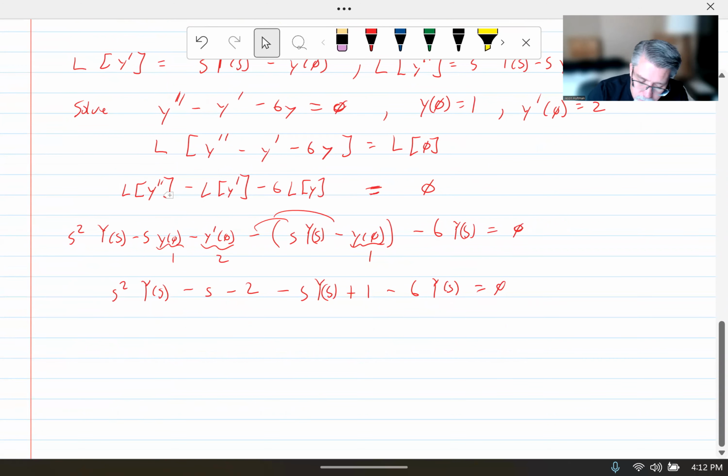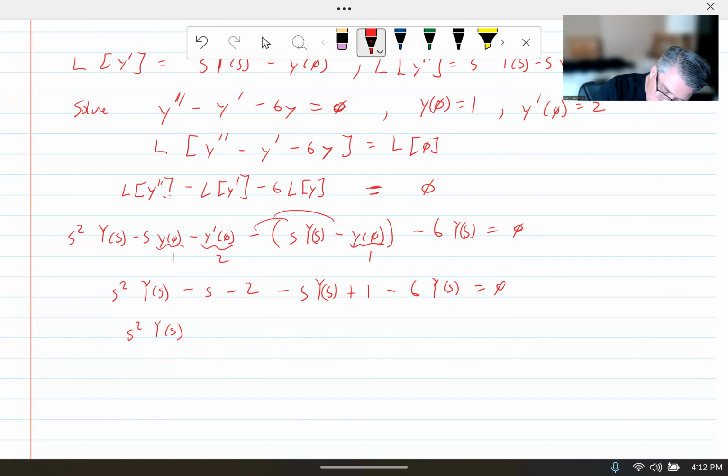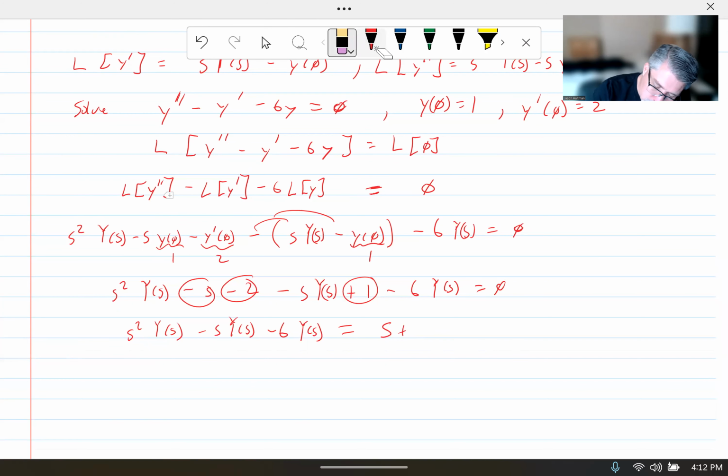Now everything that involves a y of S, I'm going to keep on one side. Everything that doesn't involve y of S, I'm going to move to the other side. So I get S squared y of S minus S y of S minus 6 y of S, and then I'm going to move the plus 1, the negative 2, and the negative S to the other side. So that becomes S plus 2 minus 1, which is just S plus 1.